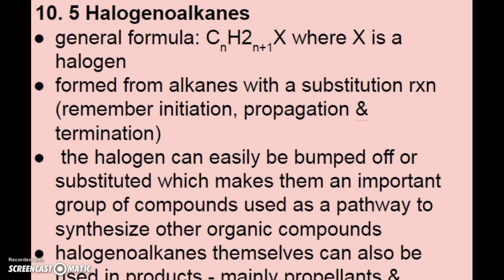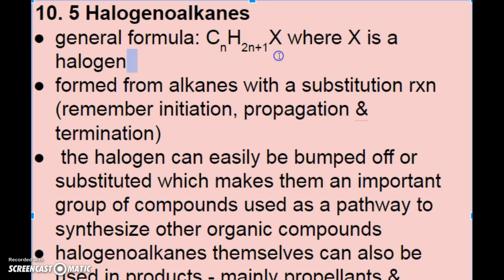But halogenoalkanes, the general formula is CnH2n+1X, where X is a halogen. So it's an alkane with one halogen group substituted. Remember, if there's two halogen groups, we'd call it a dihalogenoalkane. So this is just one halogen.